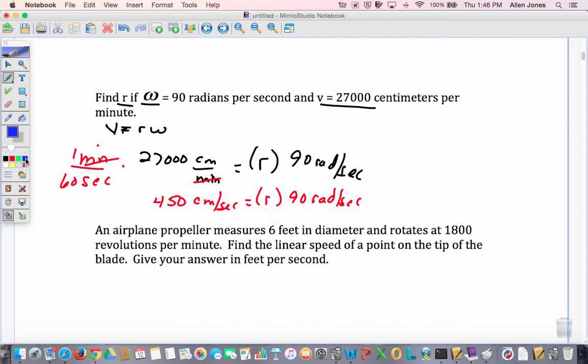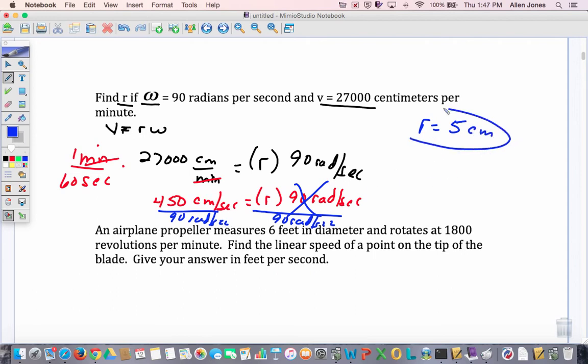That still equals r times 90 radians per second. I want to solve for r, so I'm going to divide both sides by 90 radians per second. Over here I'll write my answer. R is now isolated on this side. 450 divided by 90 is 5. Centimeters divided by radians is centimeters. Seconds divided by seconds cancels out, so our radius is 5 centimeters.